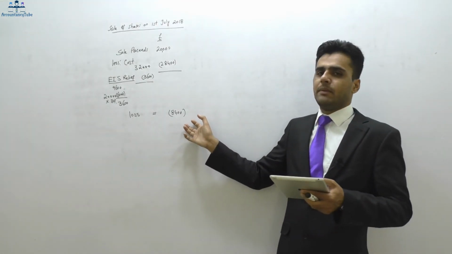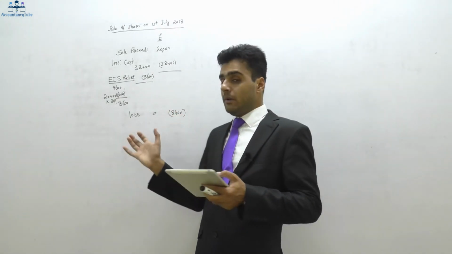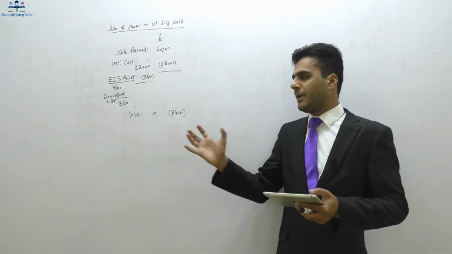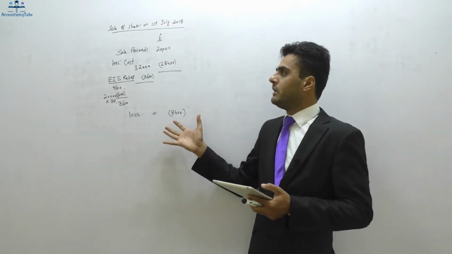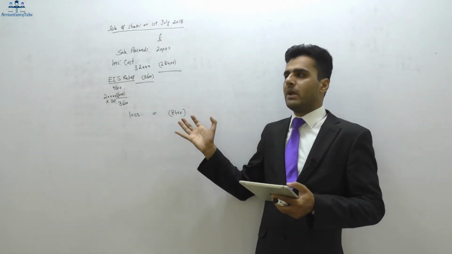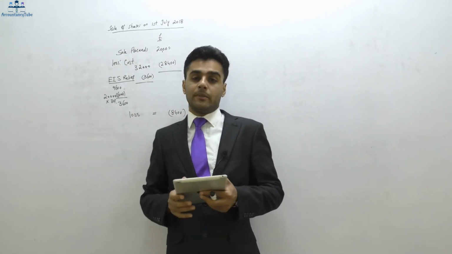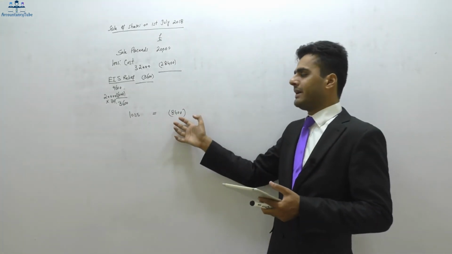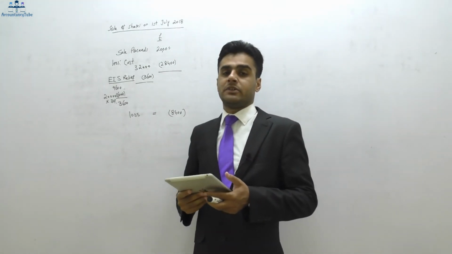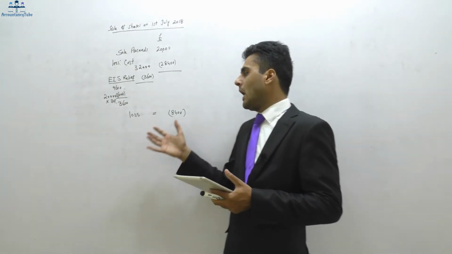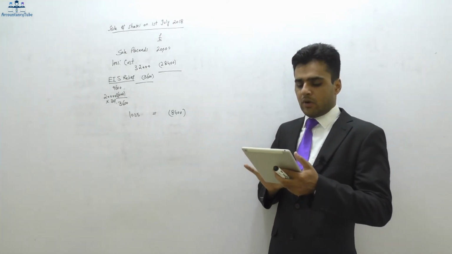Now this loss can be set off against capital gains only. Capital losses can only be set off against capital gains. However, because these are EIS shares, please remember, whenever there are EIS shares, loss on EIS shares can be set off against general income as well. Now, if we set it off against the capital gains, the maximum tax we can save is at the rate of 20%.